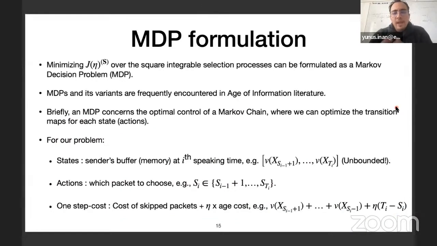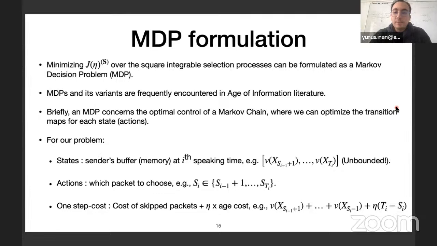So now we have this lower bound, further lower bound, which we call J of eta. And minimizing J of eta over the square integrable selection processes, we can formulate this problem as a Markov decision problem. And I also want to remark that these MDPs and its variants are encountered in age of information literature a lot, frequently.